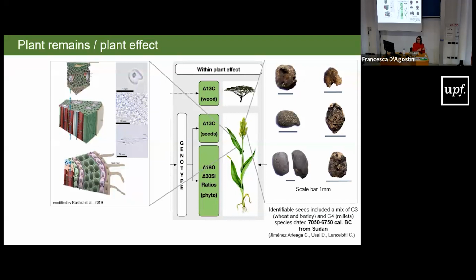But there is a problem. These types of proxies are really well studied for cereals and even for other plant species that are typical and adapted to humid environments. But we do not know much about phytoliths or isotopic fractionation on crops well adapted to drought. So we don't know much about these species that we are interested in.